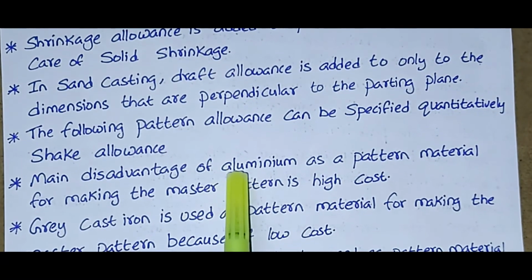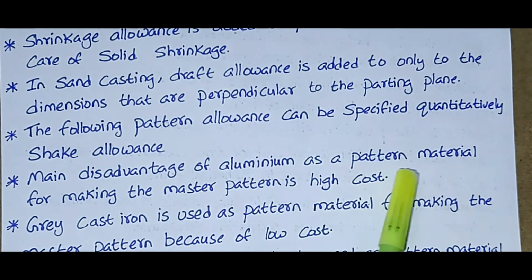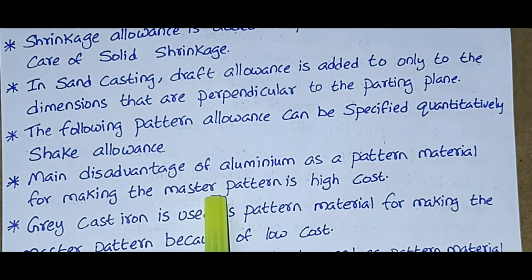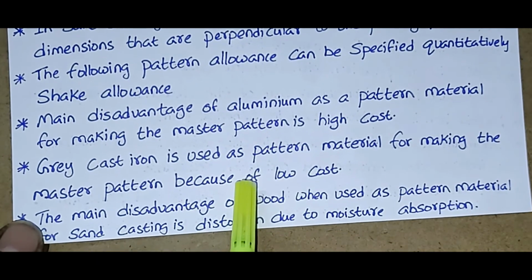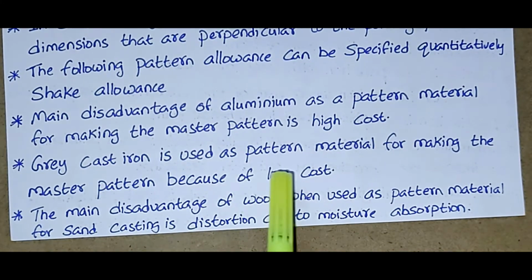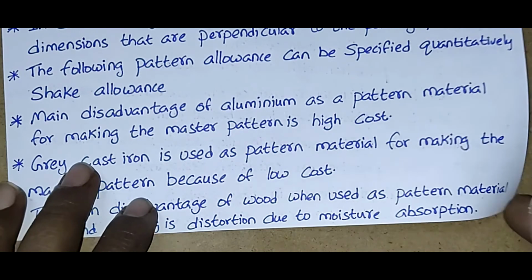The main disadvantage of aluminium as a pattern material for making the master pattern is high cost. Grey cast iron is used as pattern material for making the master pattern because of low cost. The main disadvantage of wood when used as pattern material for sand casting is distortion due to moisture absorption.